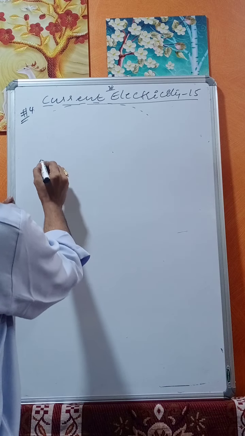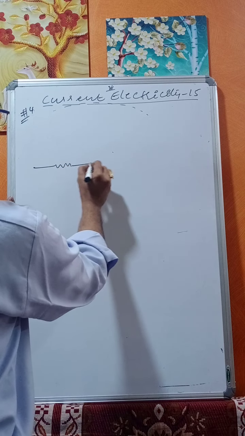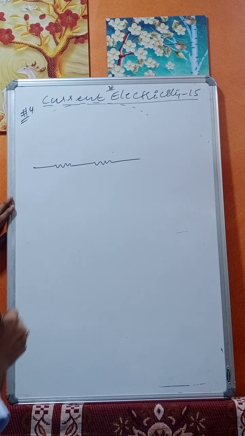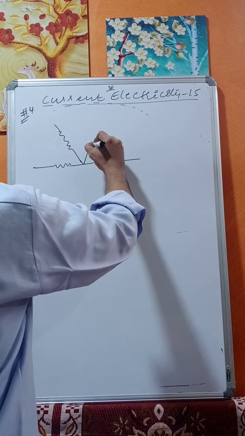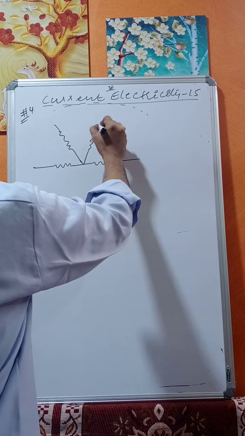So if you are given a circuit like this, first calculate the effective resistance between A and B. All are R's: R, R, R, R, R, R and R.